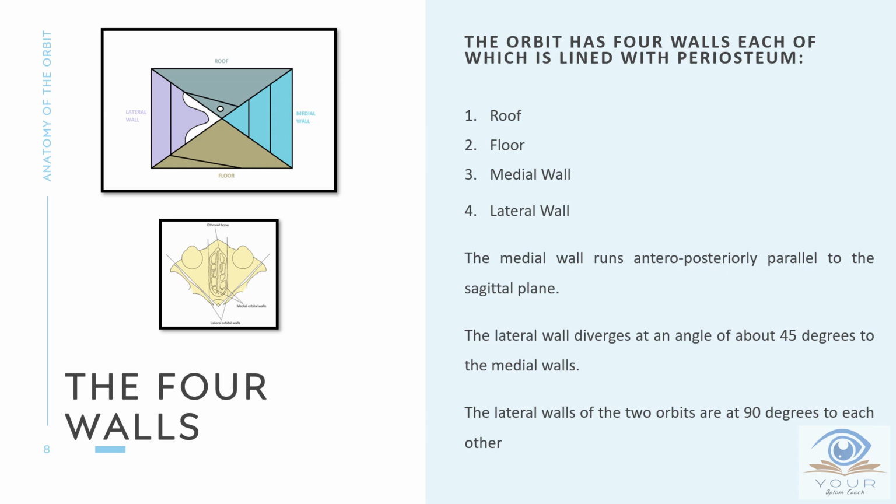Orbit has 4 walls. Another question. There is a roof, a floor, a medial wall, and the lateral wall. The medial wall runs antero-posteriorly parallel to the sagittal plane. So these are parallel. The lateral walls diverge at an angle of about 45 degrees to the medial wall. The lateral walls of the 2 orbits are at a 90-degree angle. So the lateral walls are at a 90-degree angle with each other and a 45-degree angle with the medial wall.